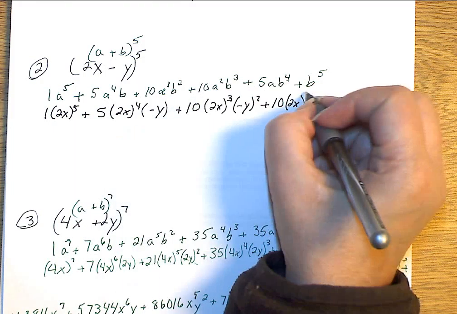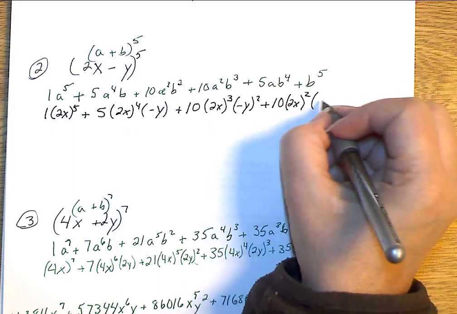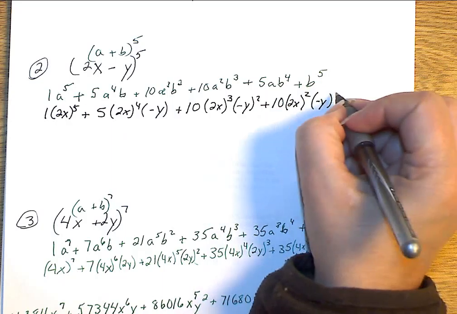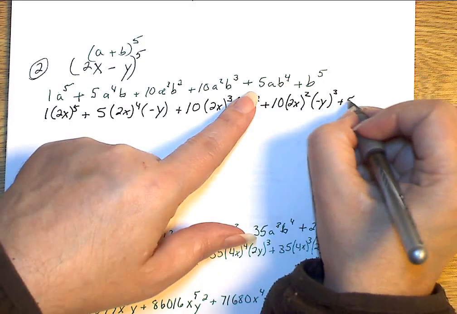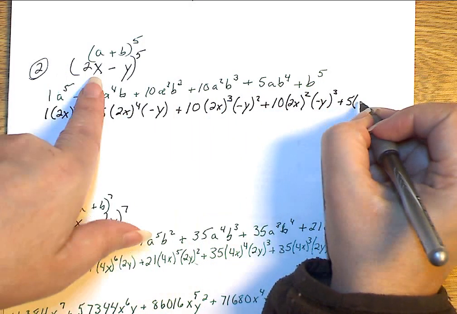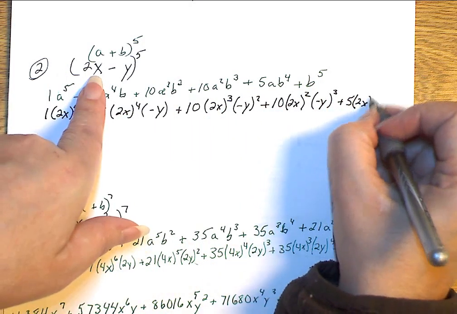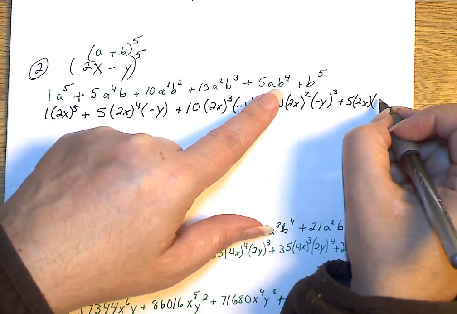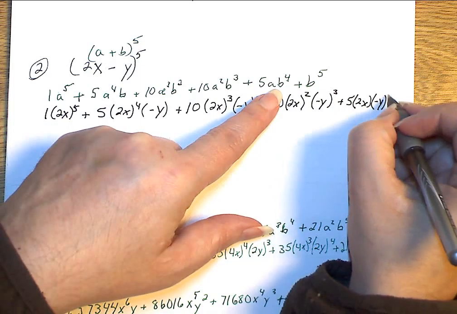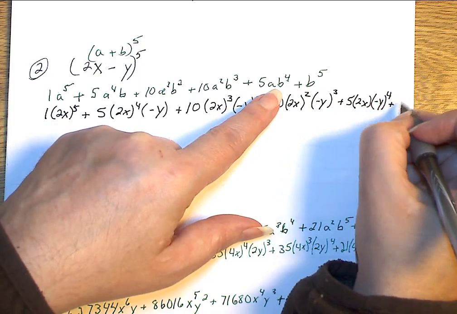squared, negative y to the 3rd plus 5. And why I did a and b is so that it's easier for substitution, because we started on ours with x and y's. To the 4th plus negative y to the 5th.